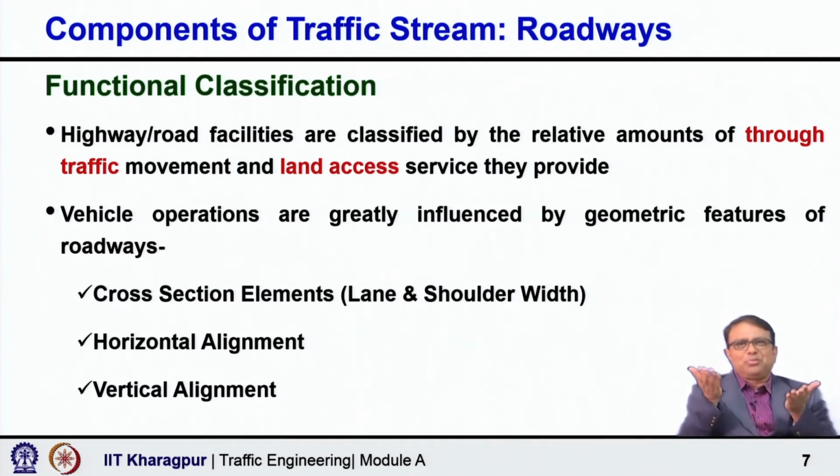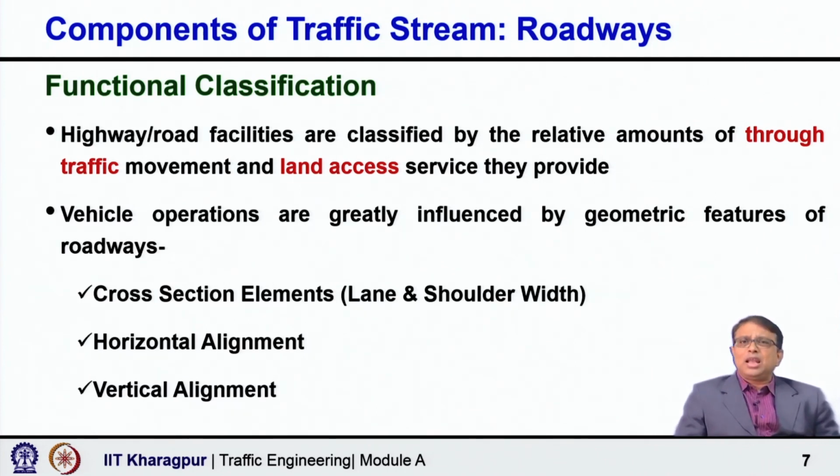Of course, any road connects places, but providing connectivity to adjacent land is not the primary purpose. The primary purpose is to ensure that the through traffic moves in an uninterrupted manner as far as possible. Based on that, the whole functional classification stands, and vehicle operations are greatly influenced by the geometric features of the roadway. For example, the cross section elements: what should be the lane width, what should be the shoulder width, and what should be the median width, and so on.